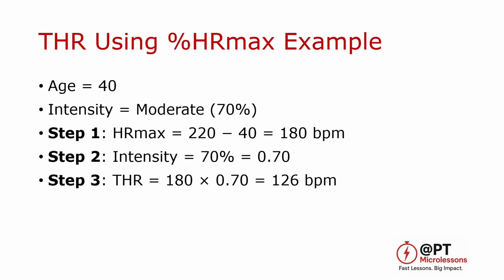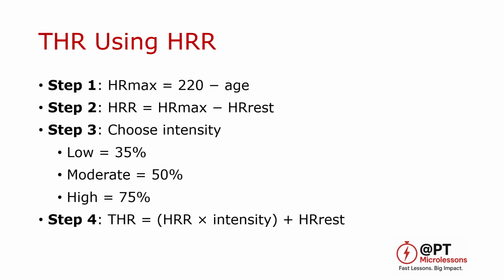So the key steps are, calculate max heart rate, choose the desired intensity, and multiply to find the target heart rate. Next, let's walk through the process of calculating target heart rate using the heart rate reserve, or Karvonen method. Overall, this method is typically considered more accurate because it accounts for the patient's resting heart rate.